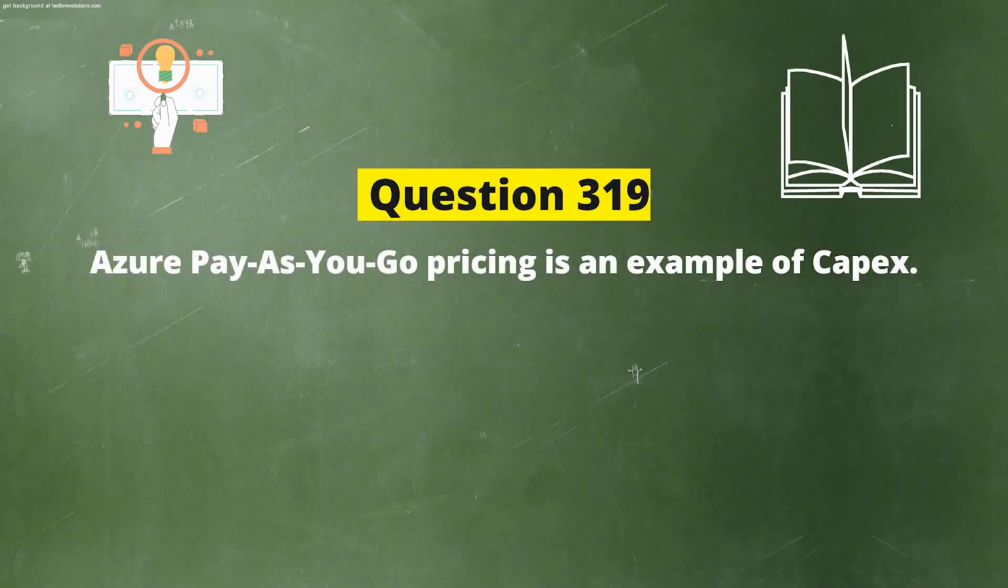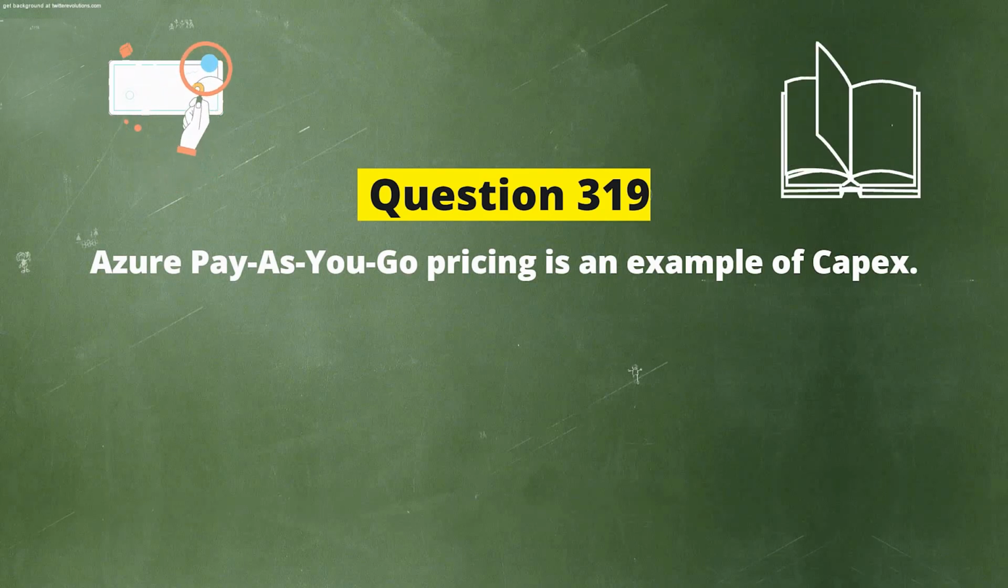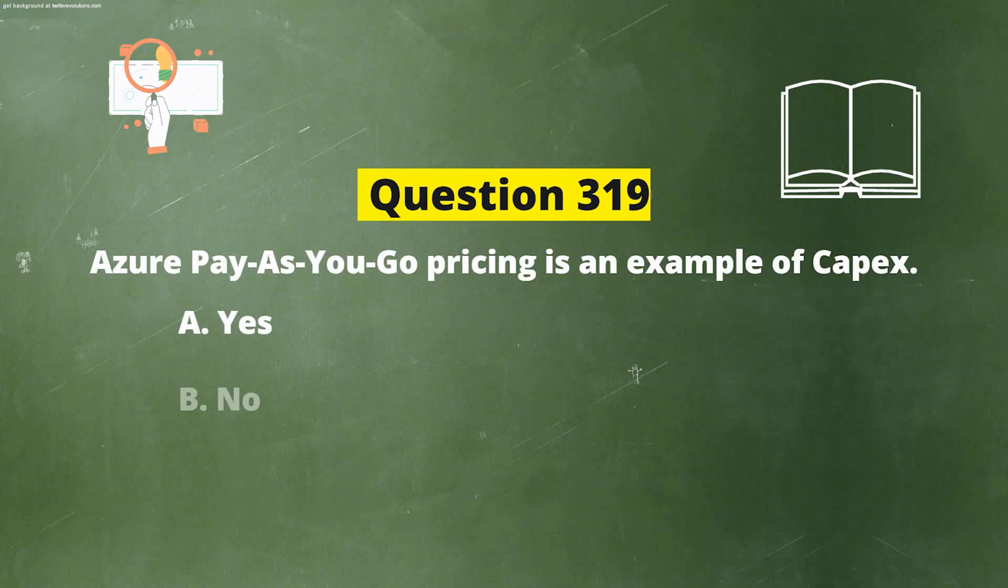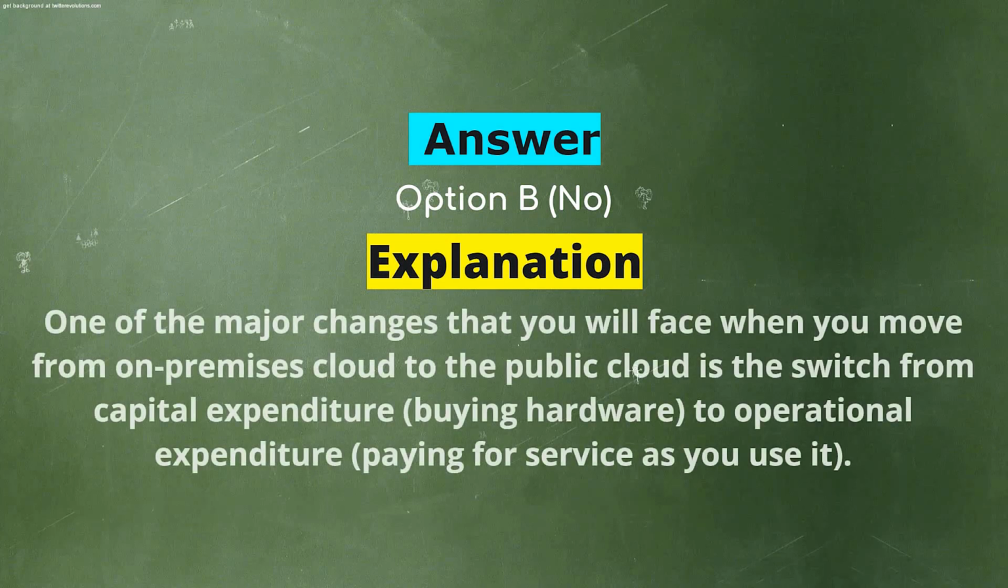Next question. Azure pay-as-you-go pricing is an example of CapEx. Is it yes or no? And the correct answer is, it is no. Explanation. One of the major changes that you will face when you move from on-premises to the public cloud is the switch from capital expenditure, buying hardware, to operational expenditure, paying for service as you use it.